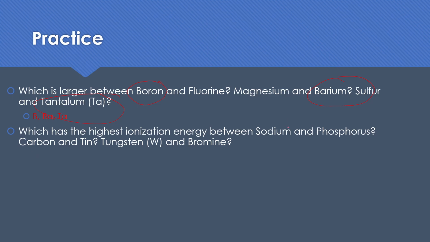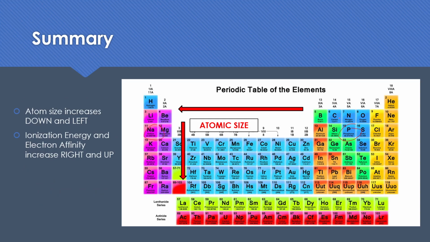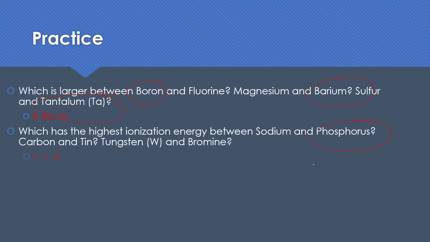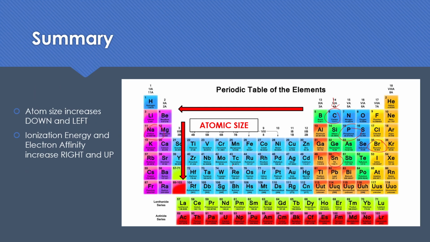So higher ionization energy is going to be phosphorus. Carbon and tin: carbon is above tin, so it's going to be carbon. And then bromine and tungsten. Bromine is up and to the right, so it's going to be bromine. So carbon, phosphorus, bromine.